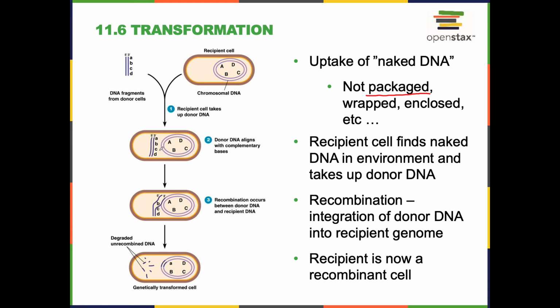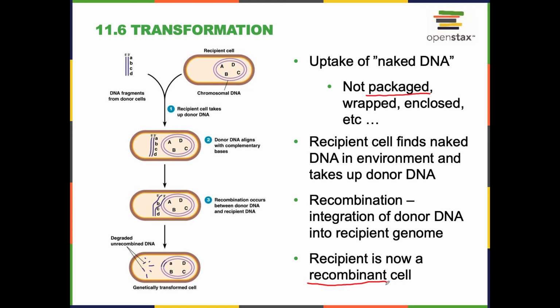Takes it up, but remember, this is like the lamp entering the house, right? Doesn't become part of its genome until it can recombine or become part of its own genome. And so when recombination occurs, now we have a recombinant cell. Okay, so now this recipient has become recombinant. We've changed genotype. And the change in phenotype would be dependent on what gene specifically it took up. Okay? So, really quickly again, recipient cell finds naked DNA, takes up naked DNA, recombines, becomes recombinant.